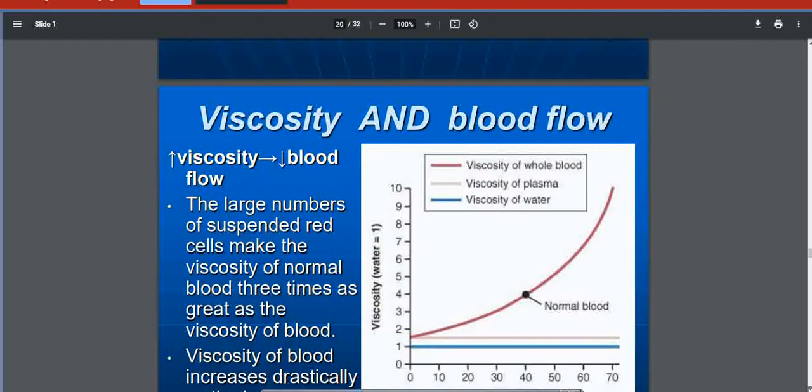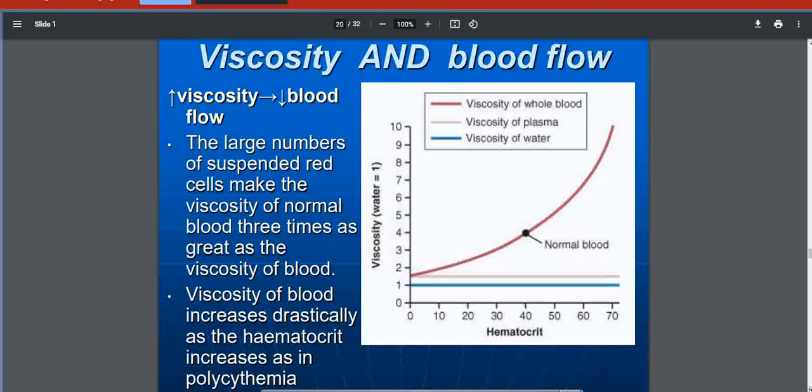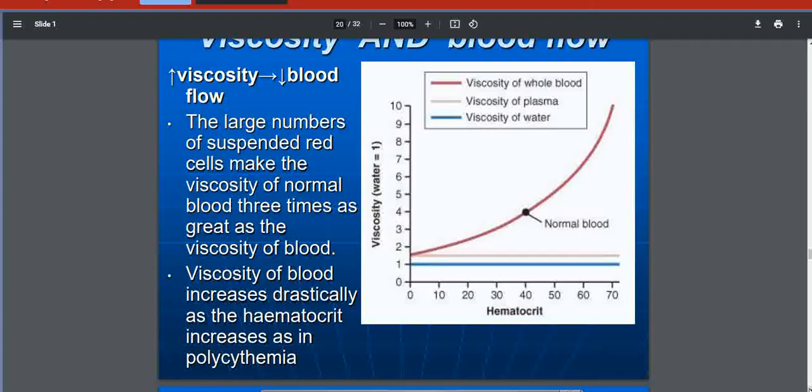Viscosity and blood flow. The thing that most influences the viscosity of the blood is the red blood cells, because of their discoid shape and what their components entail. The larger number of suspended red cells makes the viscosity of normal blood 3 times as great as the viscosity of water, and the viscosity of blood increases drastically as the hematocrit increases, as in polycythemia. What is polycythemia? Who can tell us what that is?